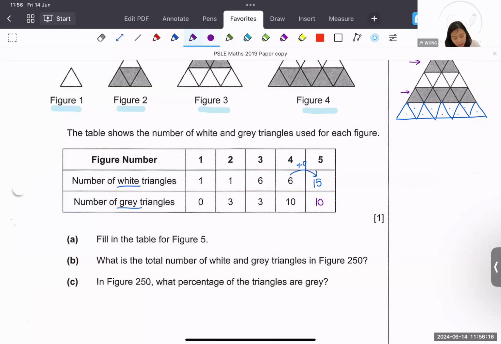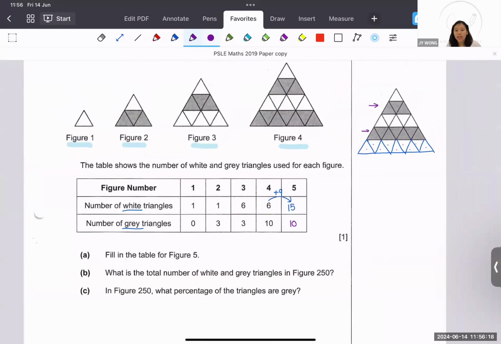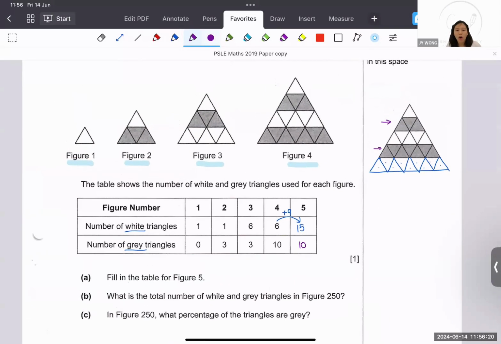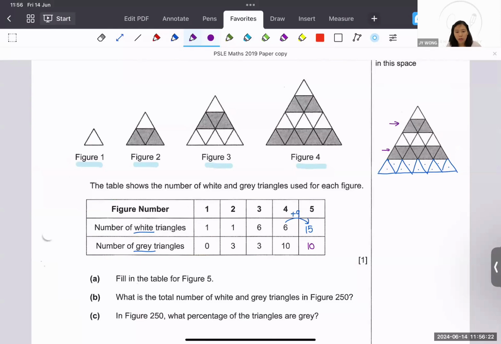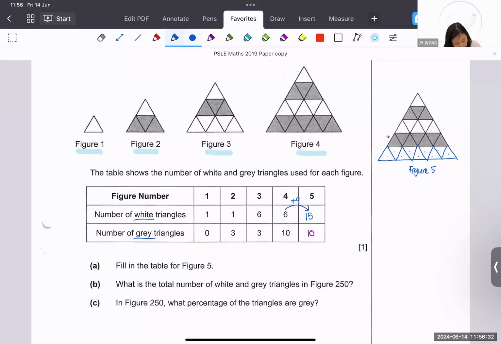Now, this pattern question is not easy. You know why? They don't give you all the information. So if you come up with some extra information based on what you know, it will help you with the next 2 questions. So this is figure 5. Look at what they want. The total number of white and gray in figure 250.